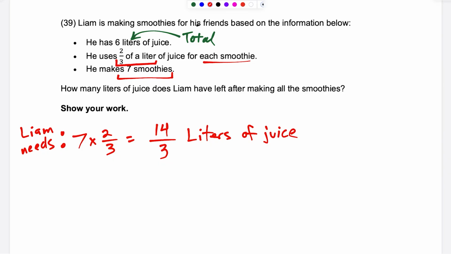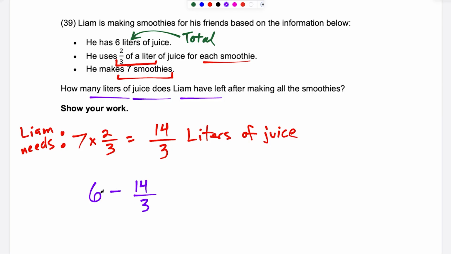But now the question is, how many liters of juice does Liam have left over? How many liters of juice does Liam have left after making all the smoothies? So what we're going to do is take the total here, 6, and subtract the amount of liters that Liam needs to make the smoothies for all his friends. So we're going to subtract 14 over 3.